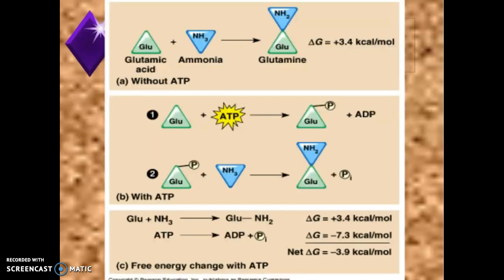Here's an example, and check out the free energy calculations. Without ATP, the delta G, the change in free energy, is positive 3.4. With ATP, it's negative 7.3. So we get a negative free energy change by using ATP. We'll pick up here in lecture 2.